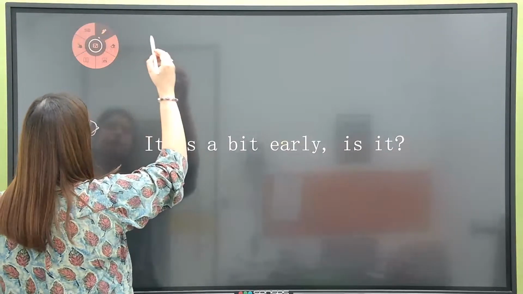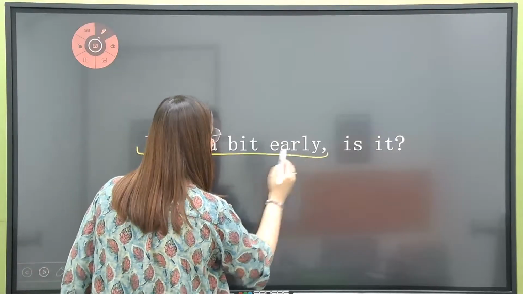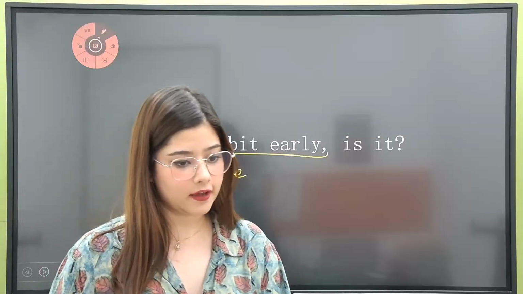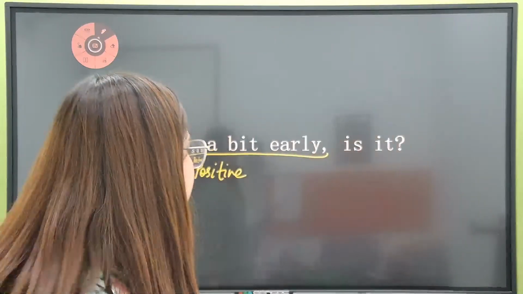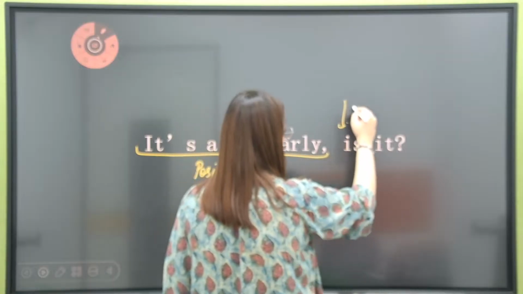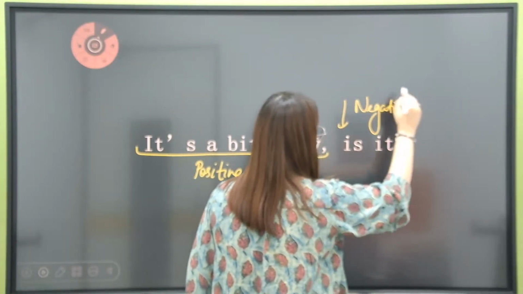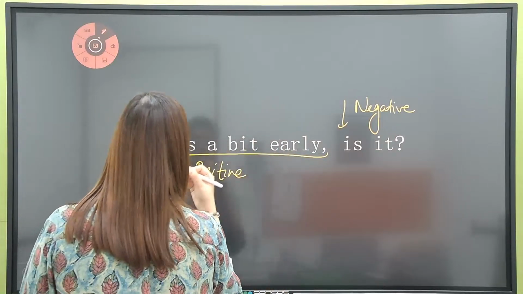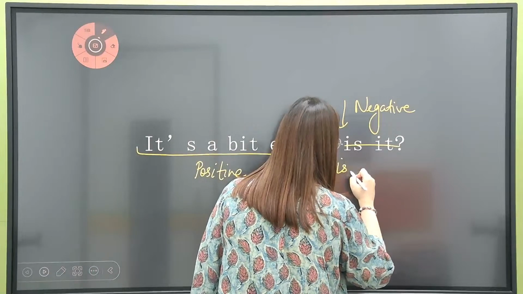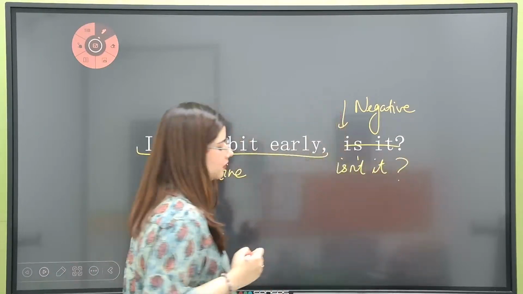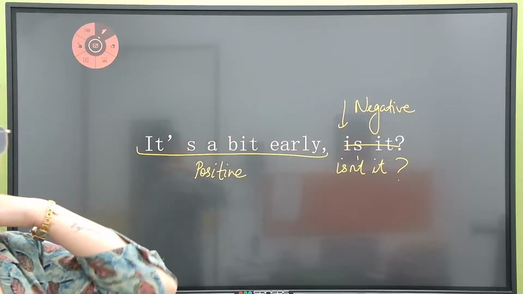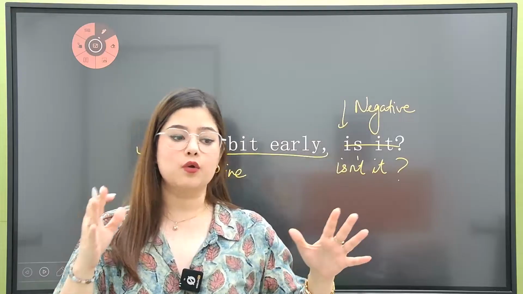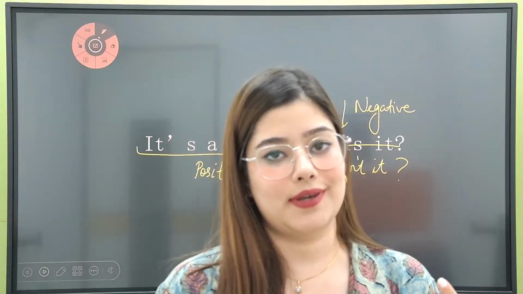Here, whenever we have a positive statement, this is an affirmative statement, right? The question tag associated with it should be a negative question tag. So it's a bit early, isn't it? When we have a positive statement, the question tag would be negative, and when we have a negative statement, then the question tag would be positive.